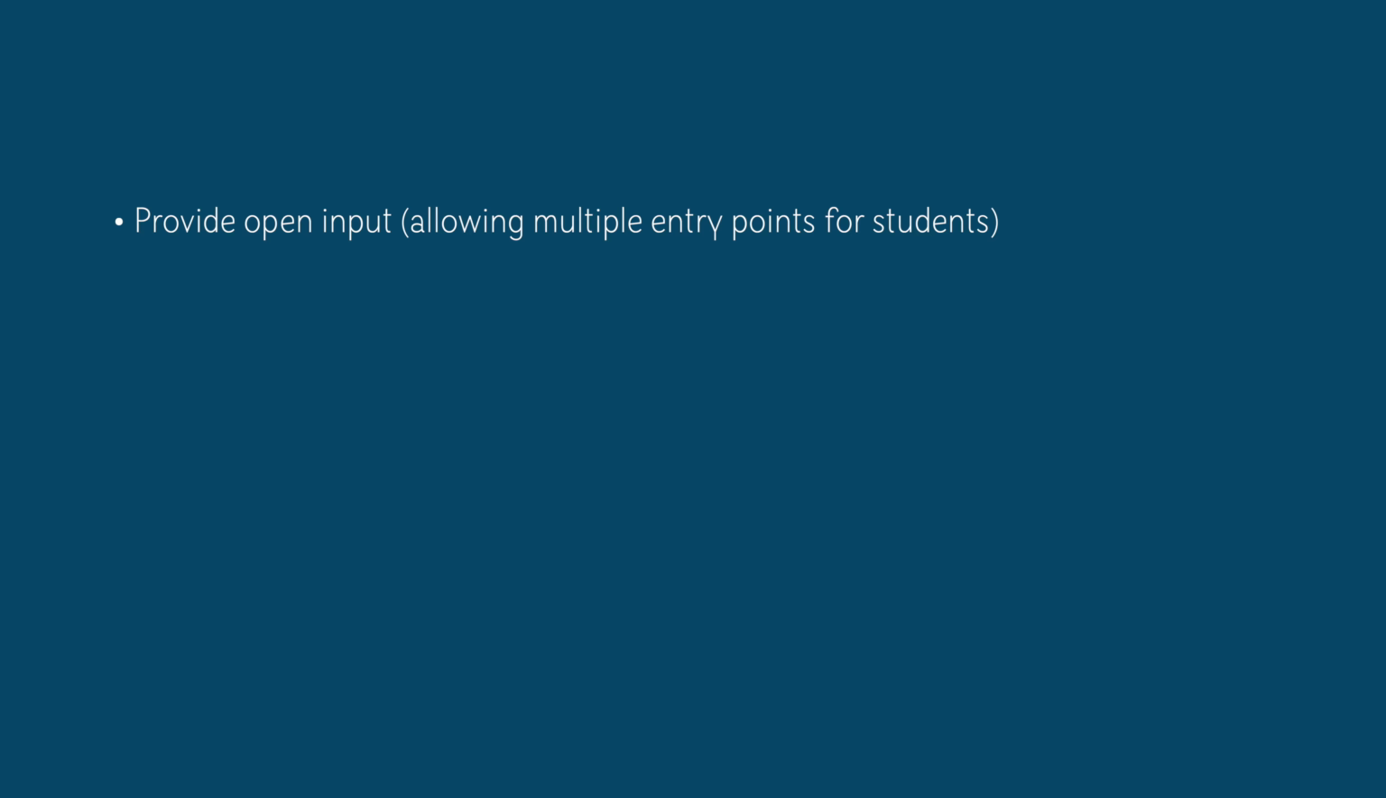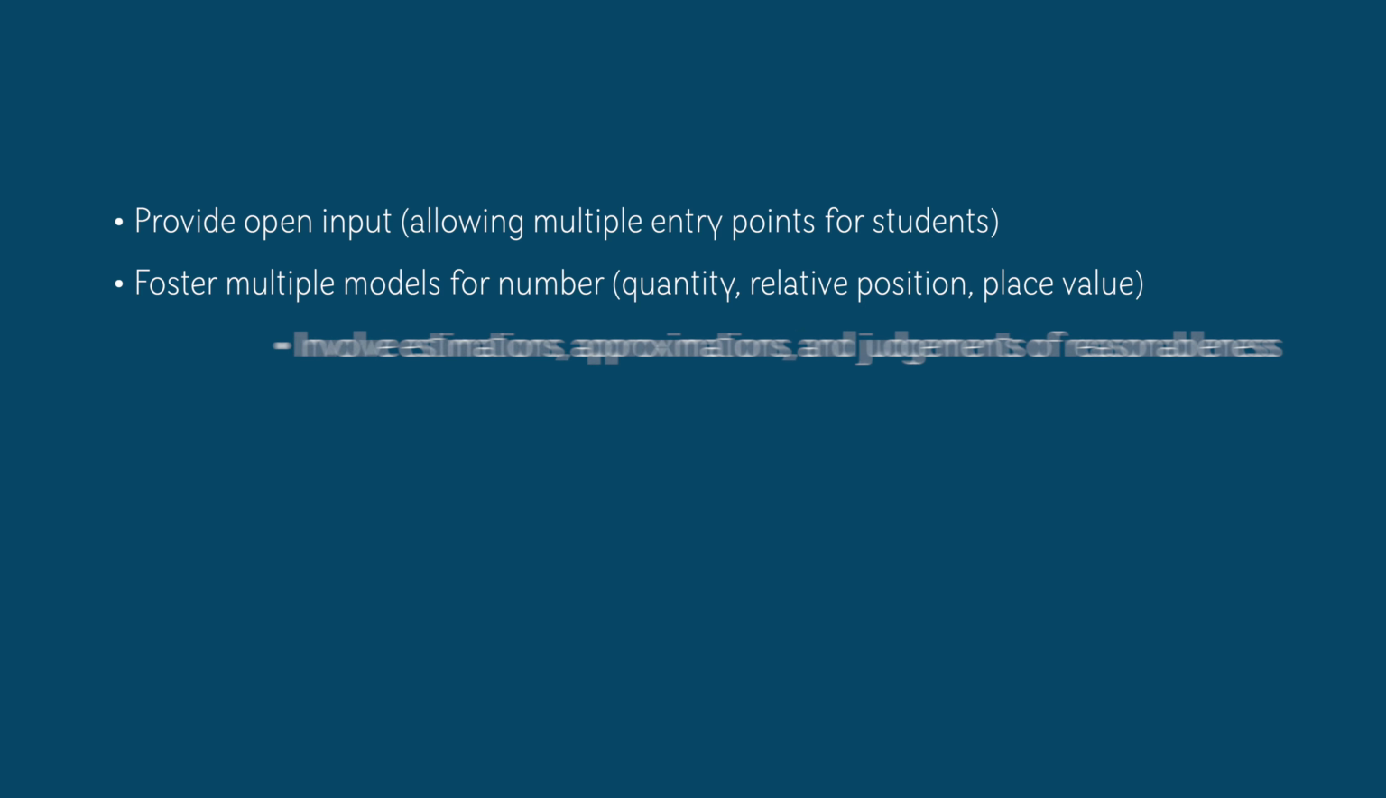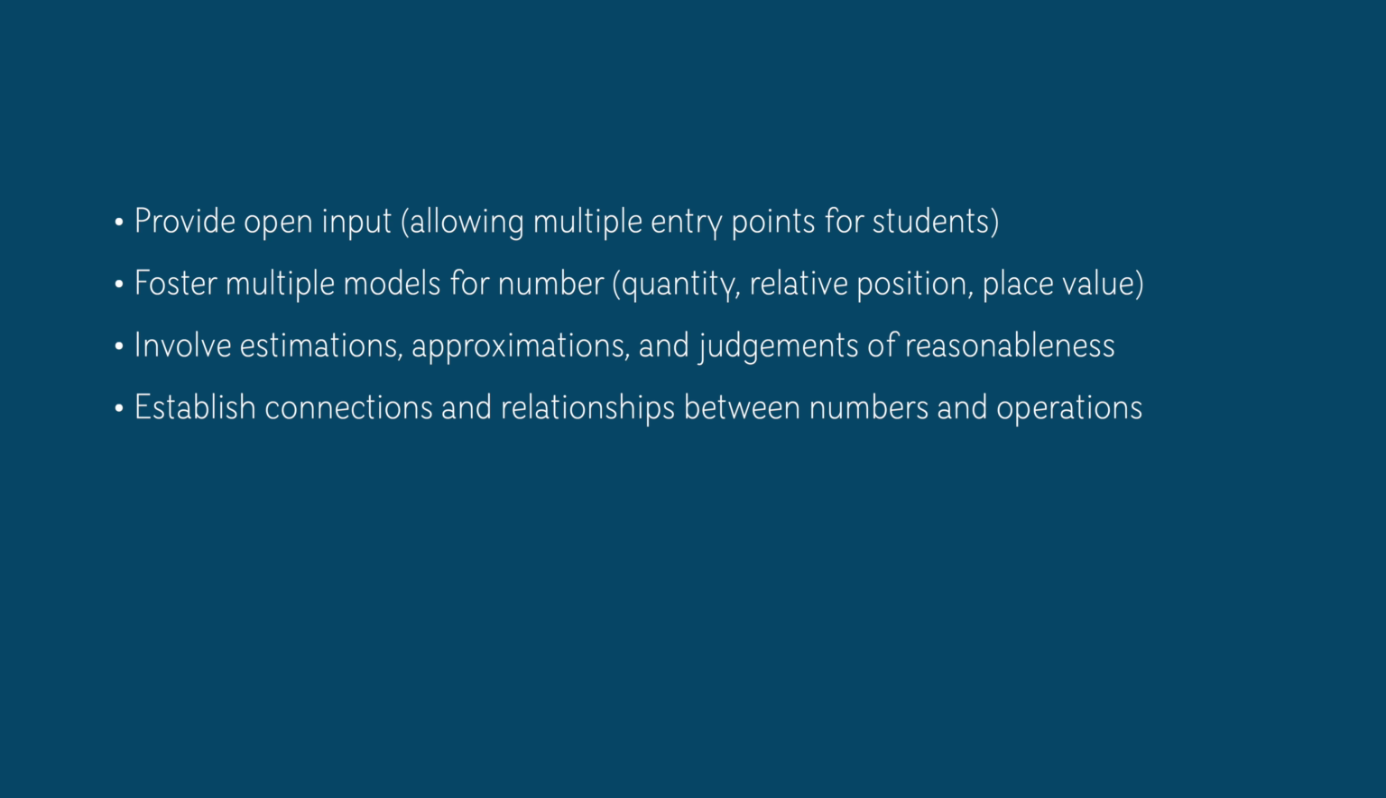In part 1 of this series, I shared this working definition of number sense and this list of hallmarks that activities must have in order to develop or foster number sense. And they must provide open input. They must foster multiple models for number. They should involve estimations, approximations, and judgments of reasonableness. And they need to establish connections and relationships between numbers and operations.